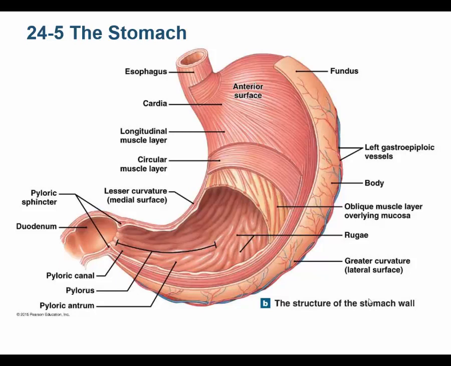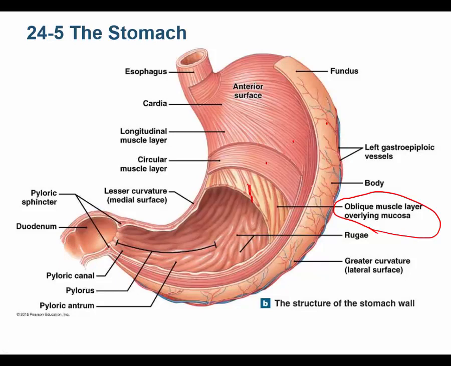The alimentary canal has those four tunics I mentioned, and the muscularis externa for most of the alimentary canal is two layers, the circular layer and the longitudinal layer. However, the stomach has three layers. The stomach has an oblique layer. So you go mucosa, submucosa, muscularis externa. But in the muscularis externa of the stomach, we have an oblique layer, then the circular layer and the longitudinal layer, and then the serosa.